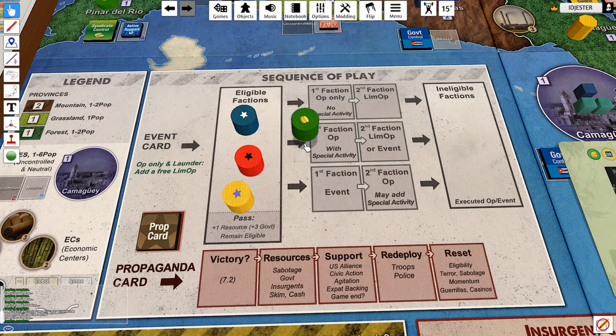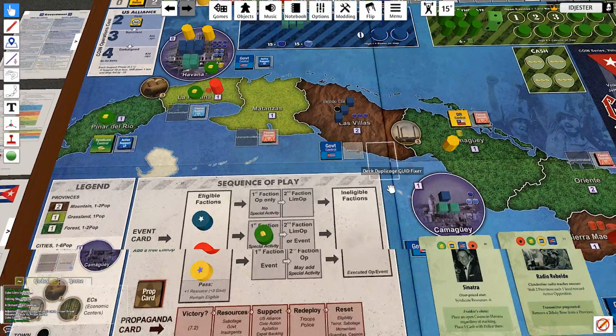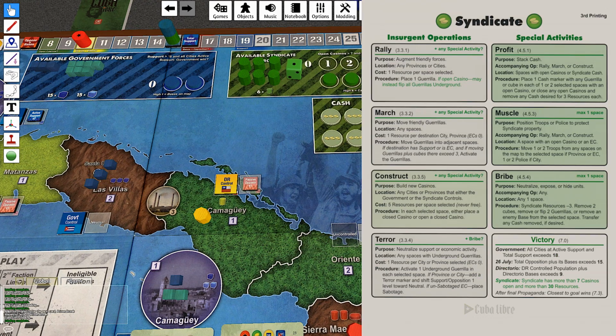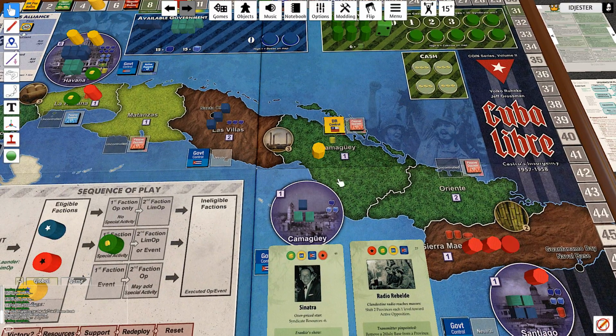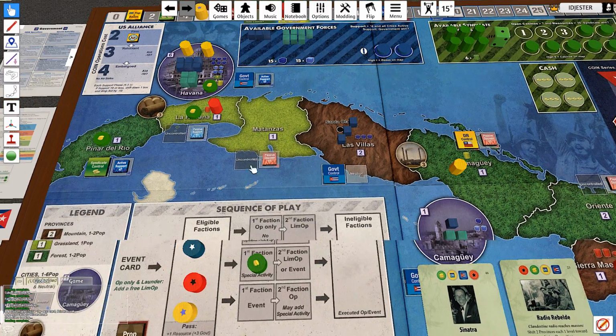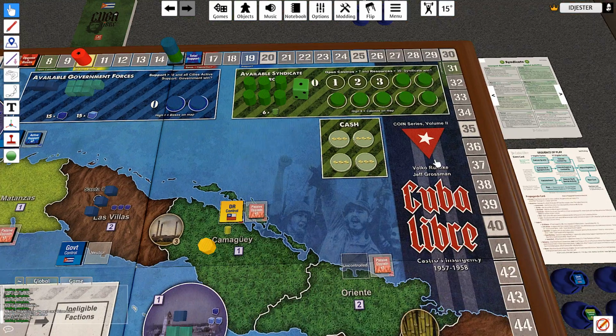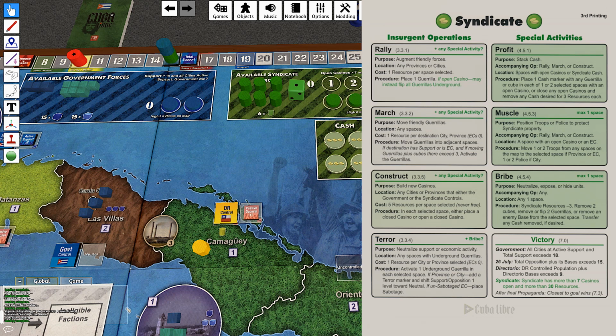Option number 2 is the first player decides to do his operation with a special activity. So the first player says, I'm not going to do the event, I'm just going to take an op and a special activity. He gets to do all his fun operations and special activities and brings his guys on the map and moves them around or does whatever. Again, you only get to do one operation and one special activity. It's not like you get to do everything, but let's say he decides to do a rally and a profit, right? Which is pretty good.